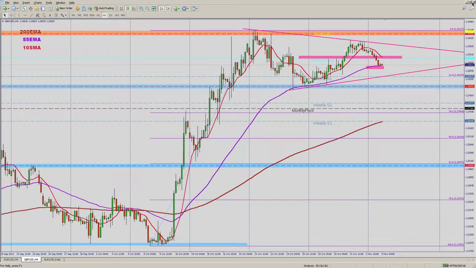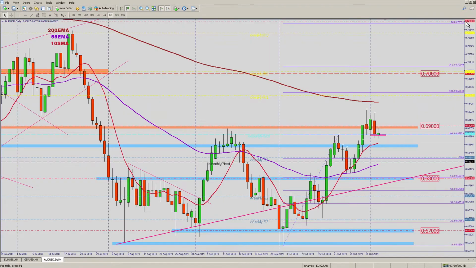Right, let's take a look at the Aussie dollar. And similarly with the rest as well, it has also started to retrace lower and already found support at the weekly pivot and retest of the previous swing high at the 100 fib. And this week's weekly pivot is at 0.6885, right? And it's already trying to retrace lower.